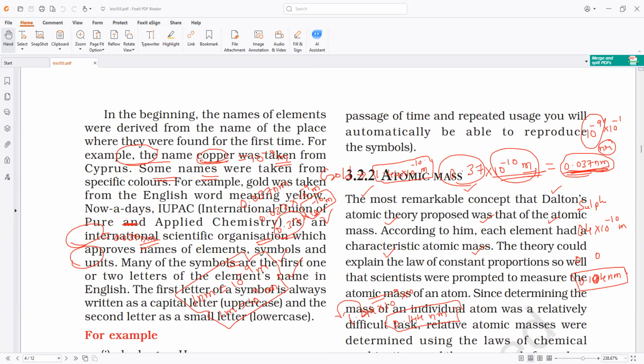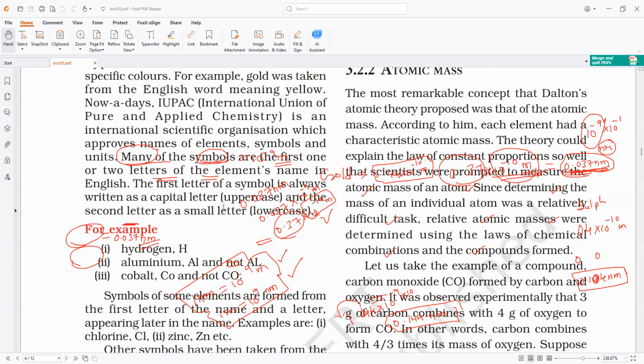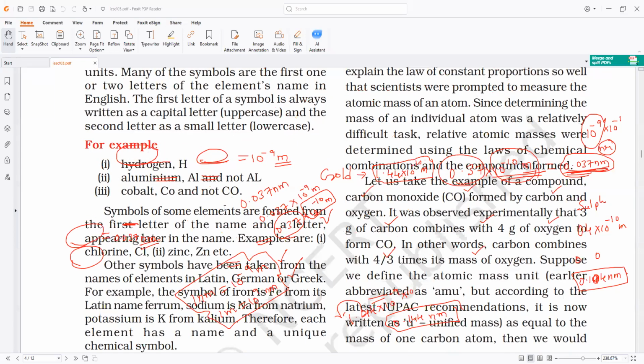Later we'll go directly to the concept of how atoms exist and how we calculate the atomic mass and atomic number. We'll discuss all those things.